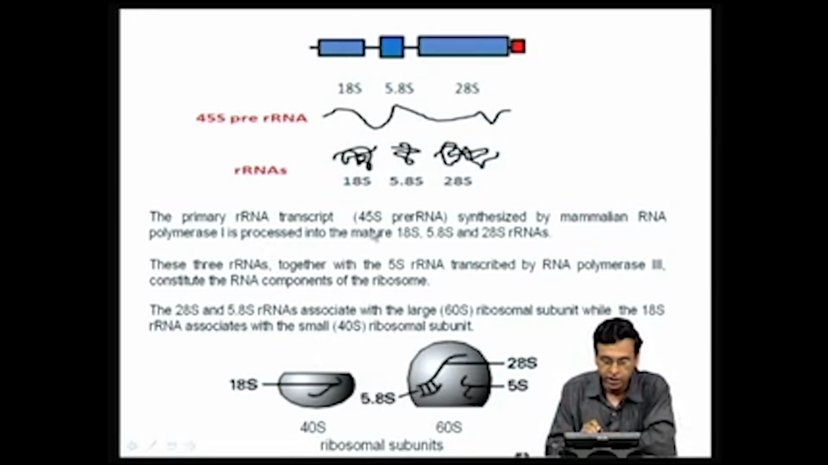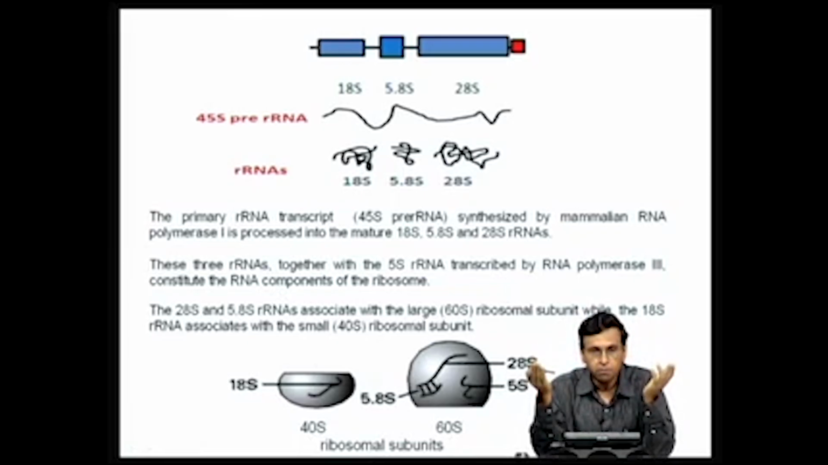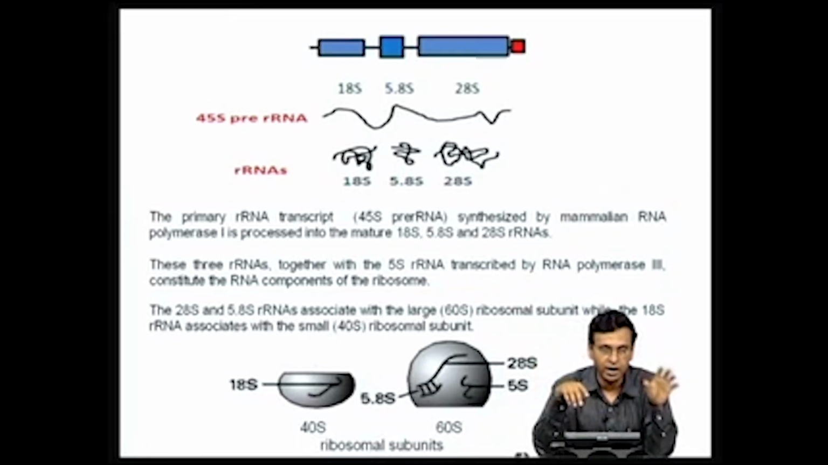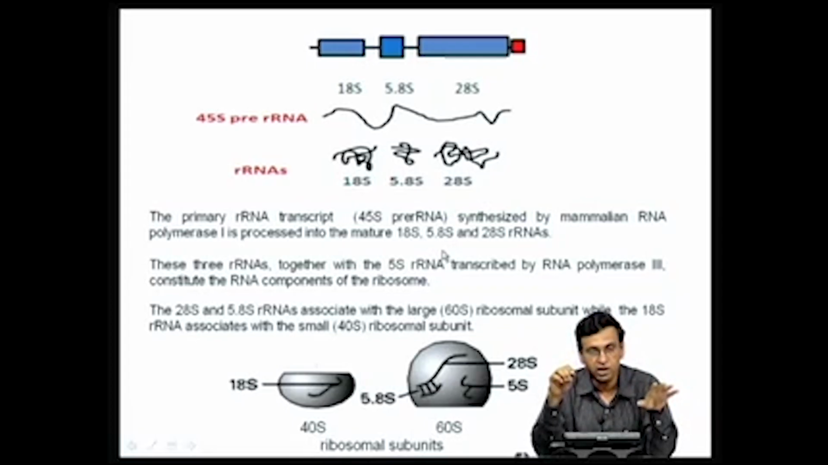So, the primary transcript 45S pre-RNA synthesized by mammalian RNA polymerase I is processed or post-transcriptionally cleaved to mature 18S, 5.8S and 28S rRNAs, and all these three RNAs together with the 5S rRNA transcribed by RNA polymerase III constitute the RNA components of the ribosome. So, a ribosome is a ribonucleoprotein particle, it contains proteins, it contains RNAs, and of the 4 different RNA molecules present in the ribosome, 3 of them, namely the 18S, 5.8S, 28S, are made by polymerase I, they come from the ribosomal DNA, and the 5S RNA is transcribed by RNA polymerase III, and together they constitute the RNA component of the ribosome.